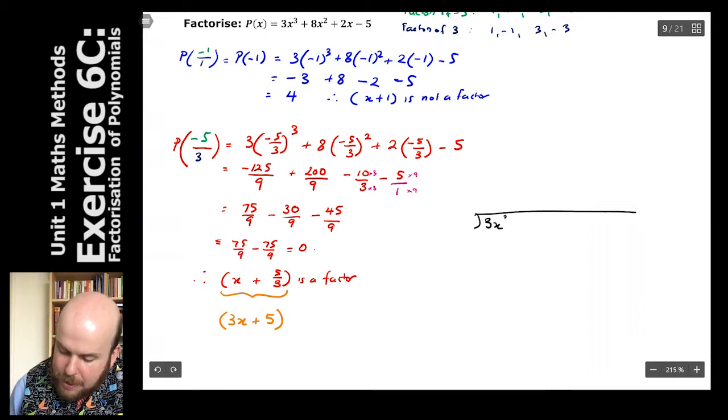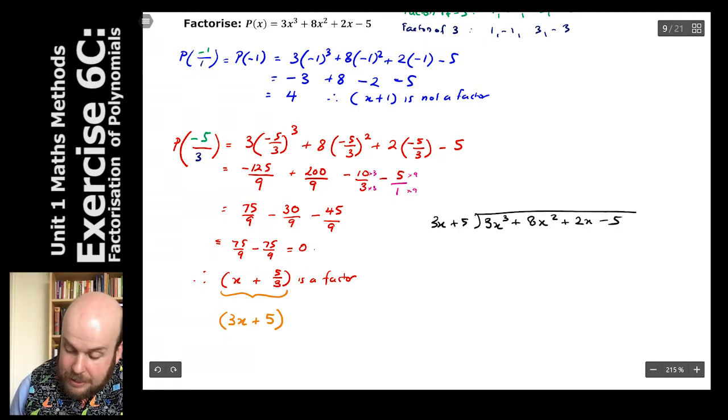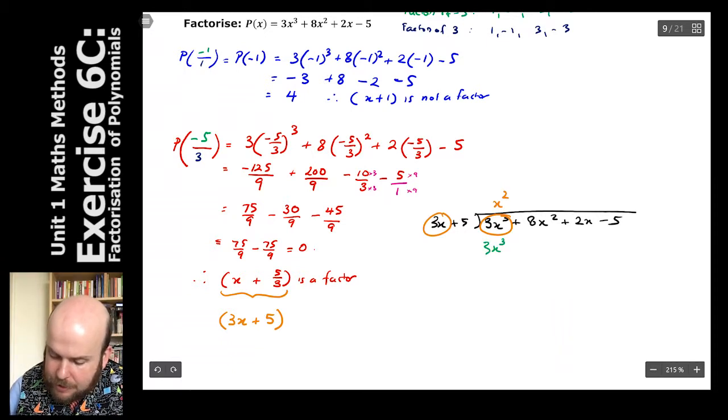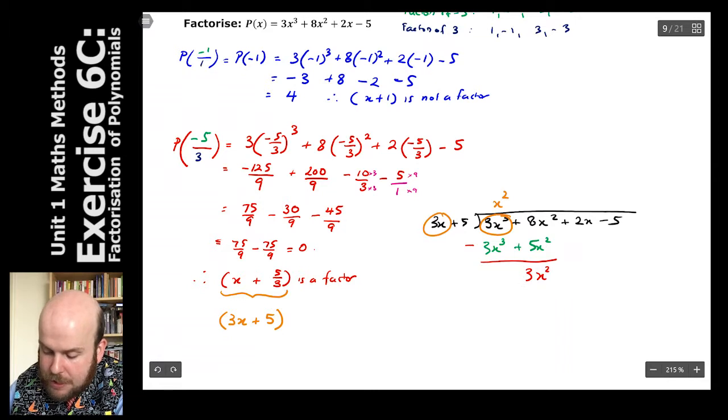Fun fact, when I was preparing this video, this page would have been much longer because I went through every combination and I can tell you, it takes some time. So 3x cubed divided by 3x, well, that's just going to be an x squared. And then x squared times 3x is 3x cubed. x squared times 5 is positive 5x squared. Minus these. 3x cubed, take away 3x cubed is 0. Positive 8x squared, take away 5x squared is going to be 3x squared. We're going to plus 2x here.